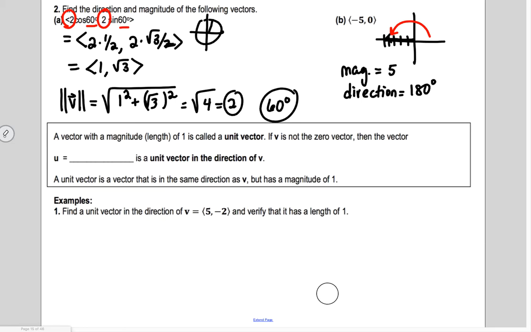All right, so the next one. This is the last little bit. Sometimes it's really useful for us to have things that are of a length 1. The reason we do that is because if it's a length 1, we can easily scale it to whatever we need it to be.